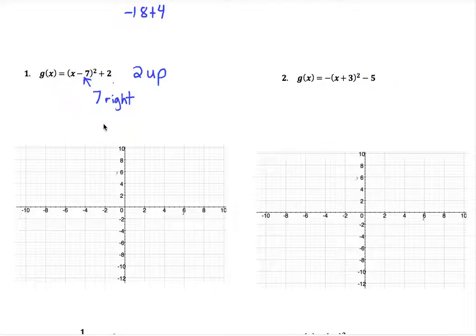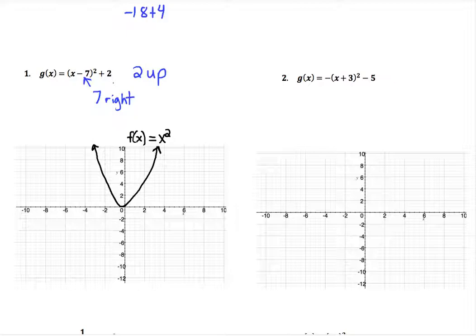So g of x is going to take our normal parabola. Now your normal parabola, I'm just going to graph on this one just for reference, is going to, of course, be this parabola. It starts at the origin, and it's not a V shape. It should be a nice U shape. So there's f of x equals x squared.